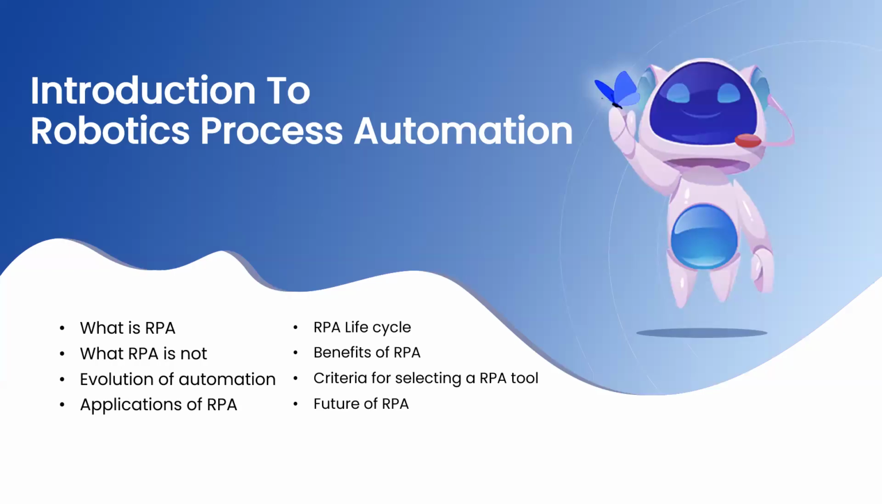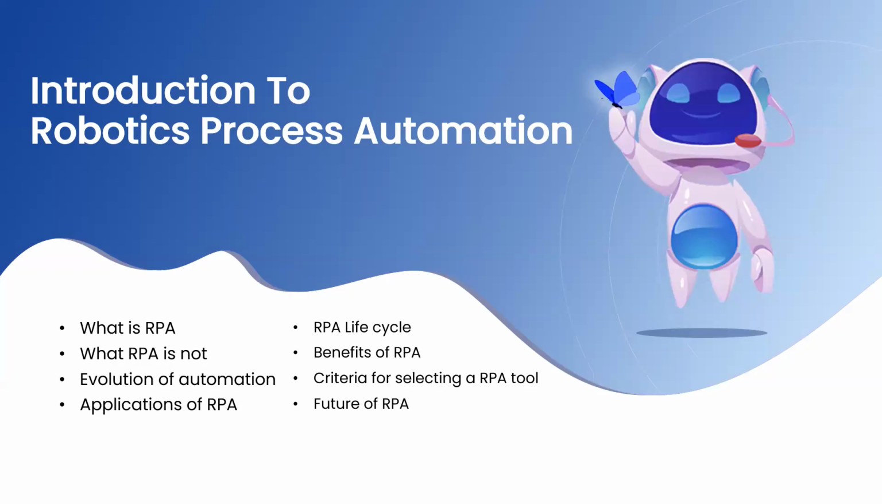Then we'll see the criteria for selecting an RPA tool. If you have different RPA tools in the market, how do you select one and go through it, saying, okay, I'm going to go with this automation tool? This will help you choose the right RPA tool for you. And then at the end, we're going to see how the future looks for RPA and how it is going to change the structure of our industries.